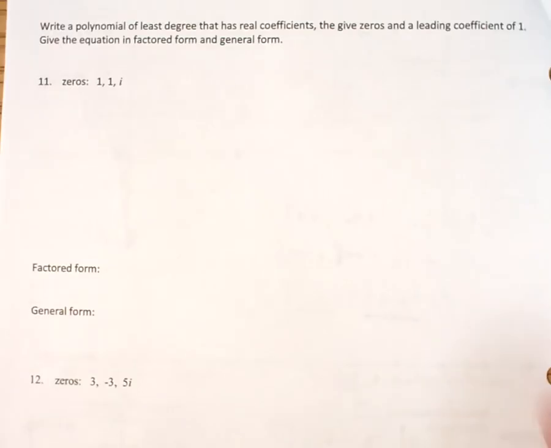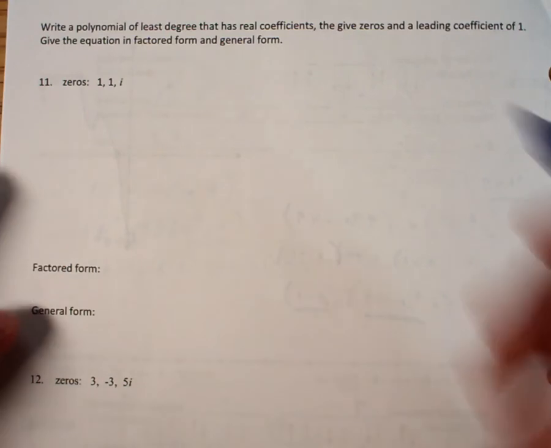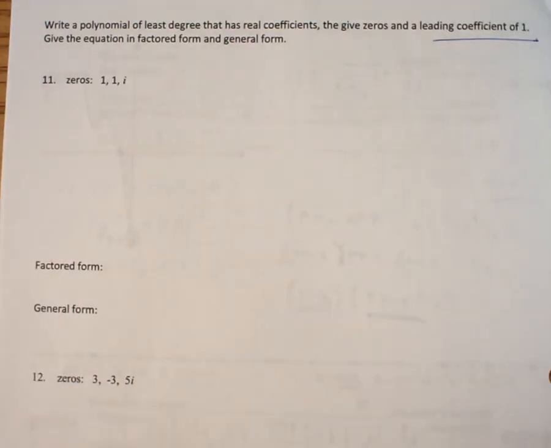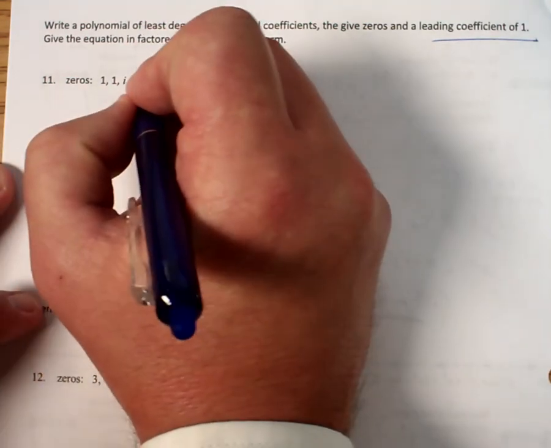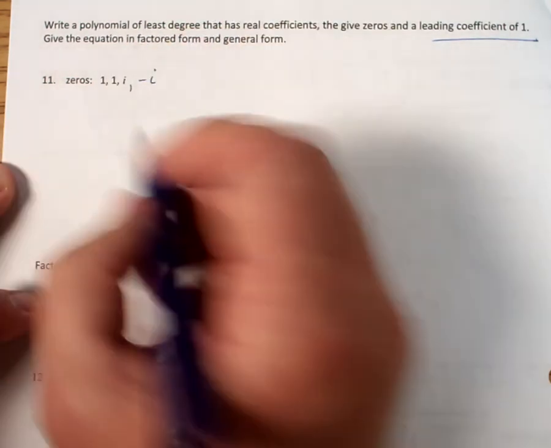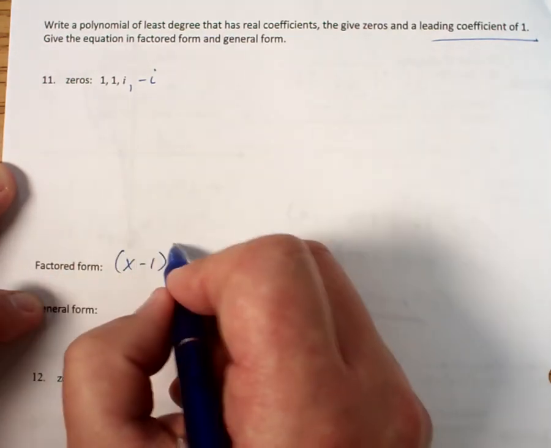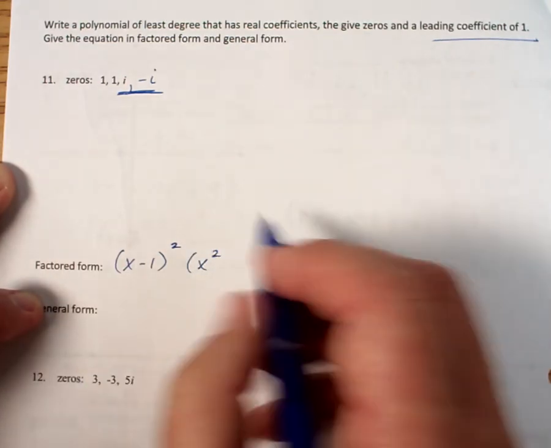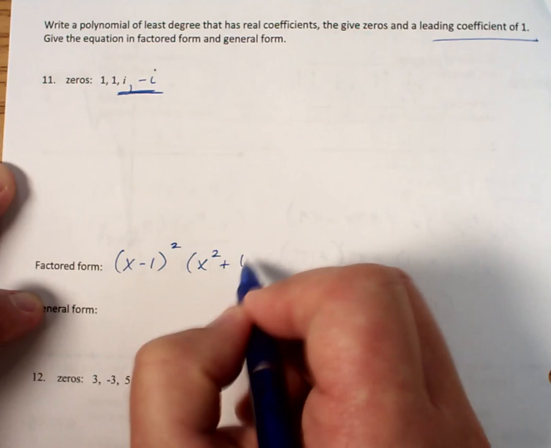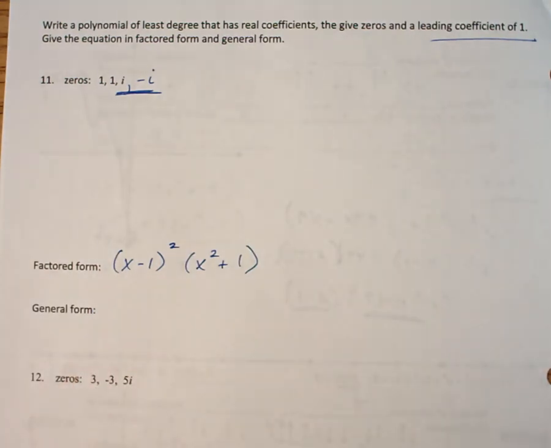And then the last page: write a polynomial of least degree that has real coefficients, the given zeros, and the leading coefficient. So we know a here. We don't have to solve for a. All we have to do is write this guy in factored form. So this would be in factored form x minus 1 and x minus 1, and then these two guys together would be x squared plus 1, and then general form would be to FOIL it all out.